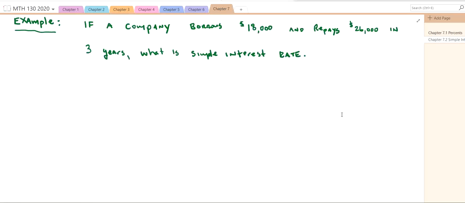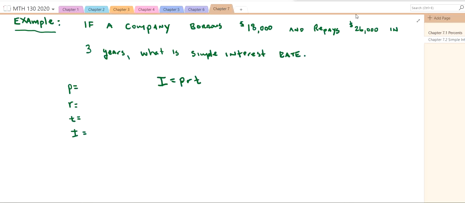So here's an example. A company borrows $18,000, maybe to cover its salaries during the shutdown, and plans to pay back $26,000 in 3 years. So that's the principal plus interest in 3 years. What is the simple interest rate? Well, let's use our simple interest formula. I equals PRT.